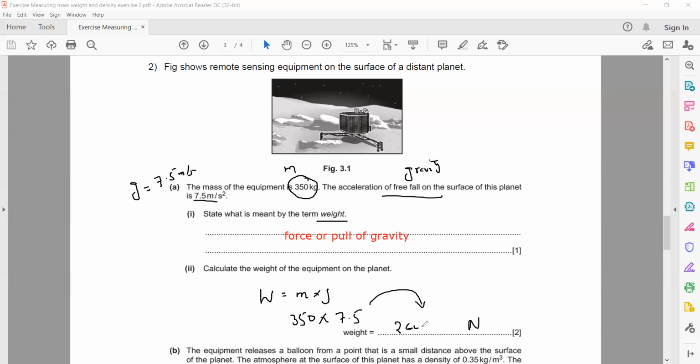So 2600 Newton. Rounded off value will be 2600. Exact value 2625. So in exam you will write your exact value, 2625 newtons. Because it's a force, the unit of the force is Newton. If it was density, then it will be kilogram per meter cube. But because weight is a force and the unit of the force is Newton, that's why we are writing N.